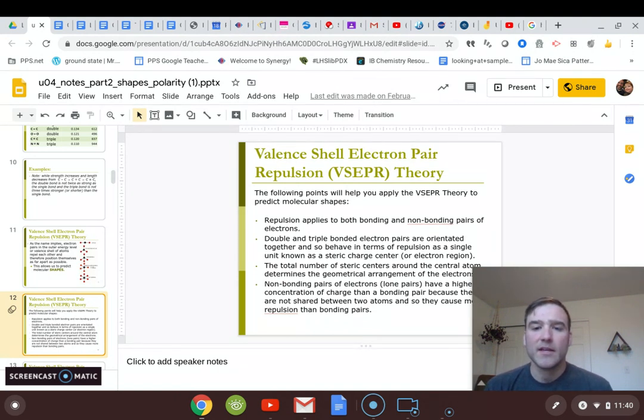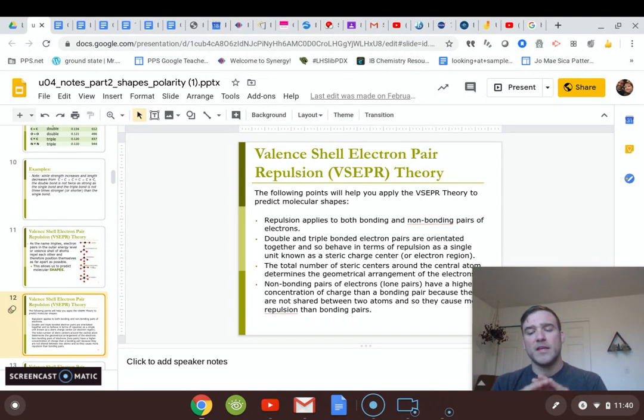And then the non-bonding ones are important to pay attention to as well, because non-bonding electrons have a higher concentration of charge. It's not distributed out between 2 atoms. They tend to be more repelling than bonding electrons are. So they cause more repulsion, which makes the angles in the 3-dimensional structure a little bigger than they would be if they were bonding electrons.